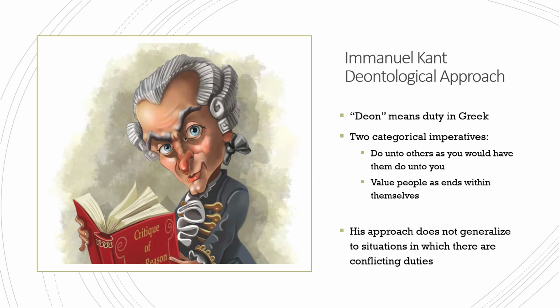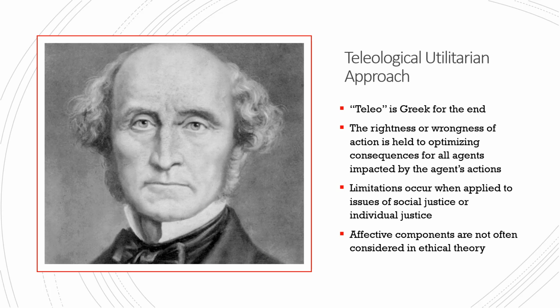Deontologists emphasize duty, and teleological utilitarians emphasize the end. Teleo is Greek for the end. The utilitarian goal is to produce the greatest teleological benefit for all agents impacted by the agent's actions. In other words, the choice about the rightness or wrongness of an action is held to a standard of optimizing consequences for all agents impacted by the agent's actions. John Stuart Mill and Jeremy Bentham were classical utilitarians.